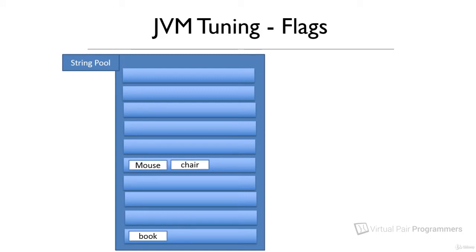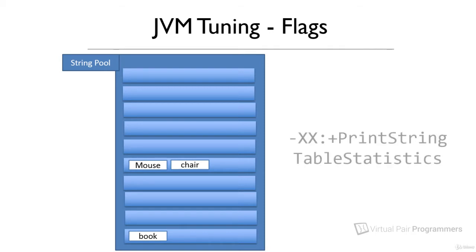Now there is a JVM flag that will give us some information about strings in our application. And that flag is -XX:+PrintStringTableStatistics. It's all one word. I'm just displaying it on 2 lines here because I couldn't fit it on screen any other way. So let's see the output of this flag, and I think we'll create a simple application to try this out.